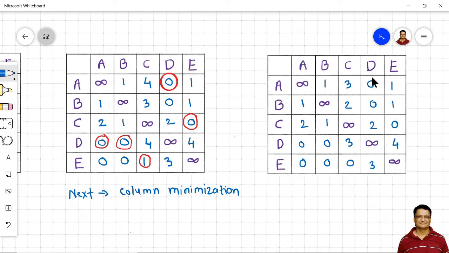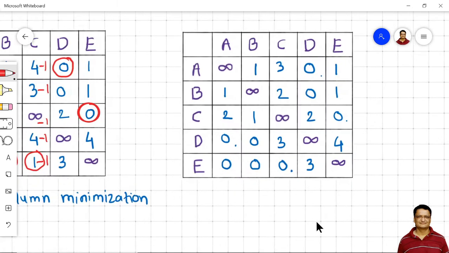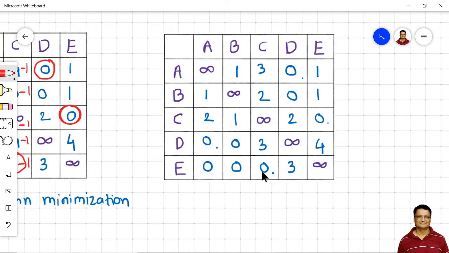Also for columns number 4 and 5, they will be unchanged as the minimum value is 0. For making the allocation, the rule is we have to start from the first row and search for a row which has only one unallocated or uncrossed 0. If we scan this first row, we will get one 0 which is not allocated or crossed. So we will make our first allocation at this point.